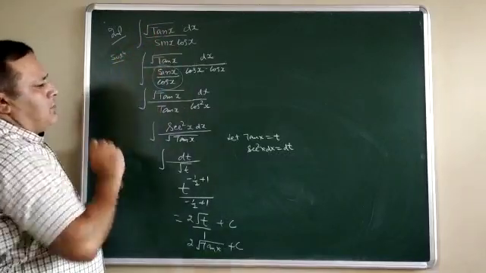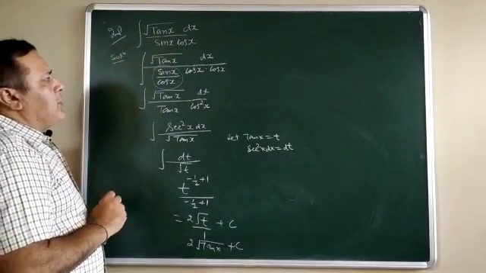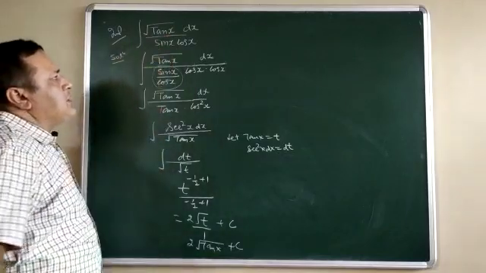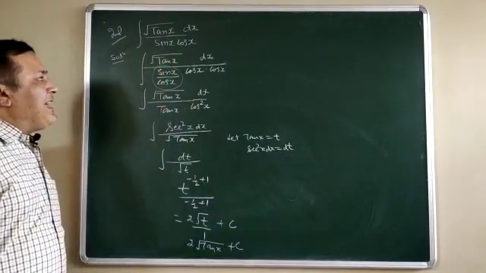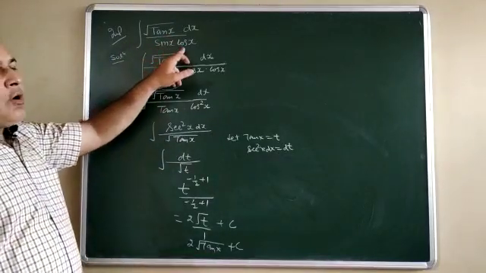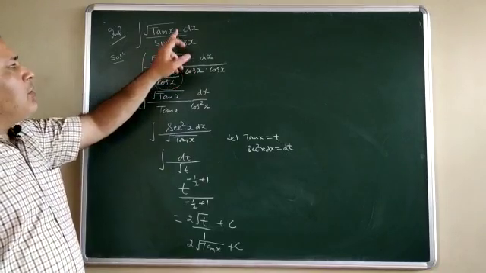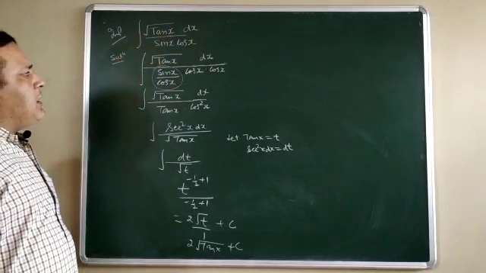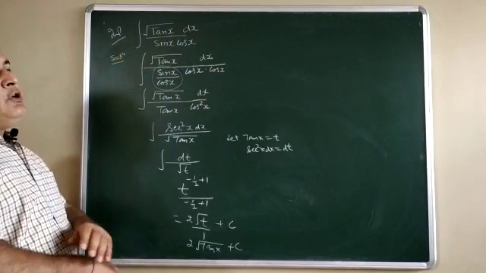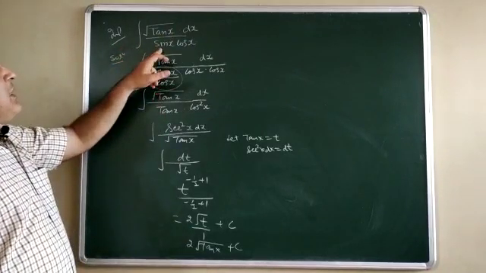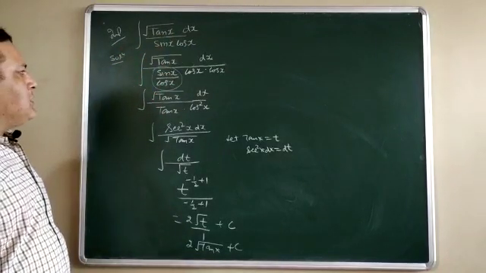If you observe, no derivative is available to us. The derivative of tangent, secant square, is not available to us. The derivative of sine is cos, but it is in the denominator, not in the numerator. So these derivatives are not available to us directly. So whenever you have this type of question, you have to do some adjustment.